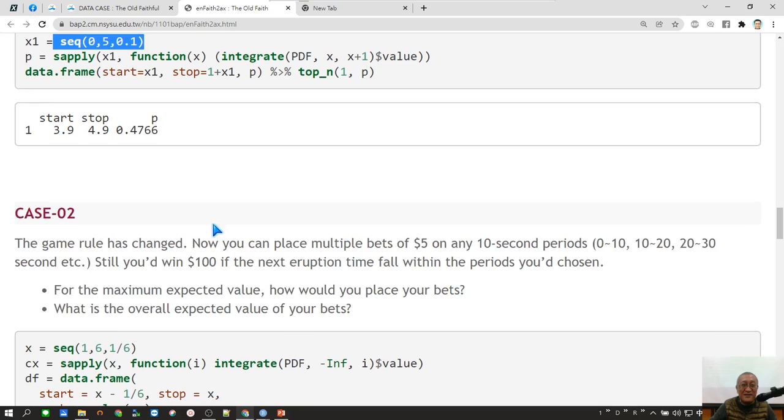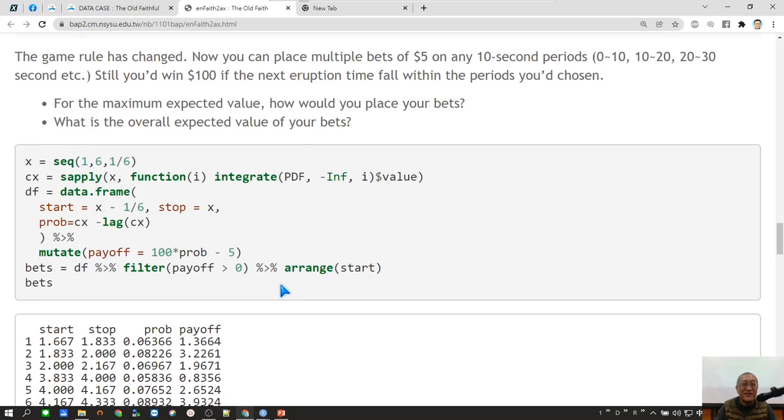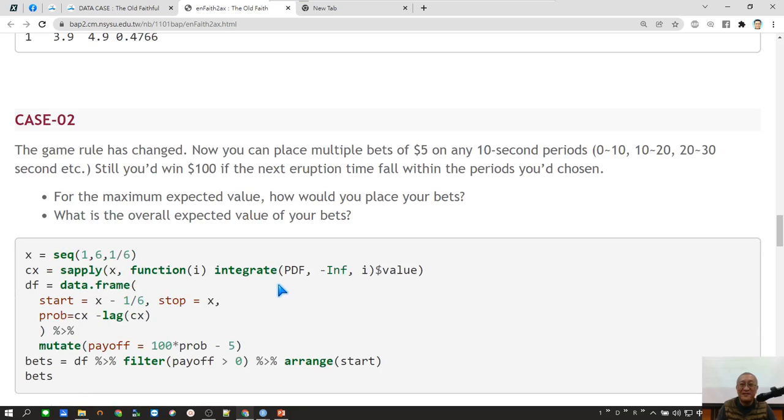Now let's try to see the case, okay? So read the case. First of all, read the case. So it's a little bit more complicated, right? Because right now, the betting interval shrinks to 10 seconds, right? And you can place multiple bets, okay? Now the betting period shrinks to 10 seconds, and you can place multiple bets.